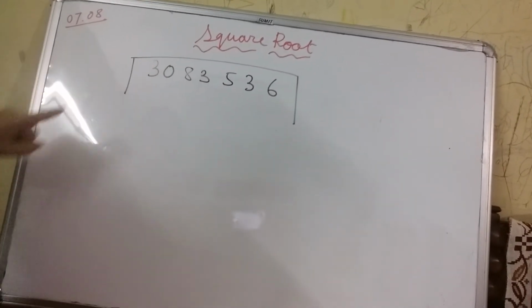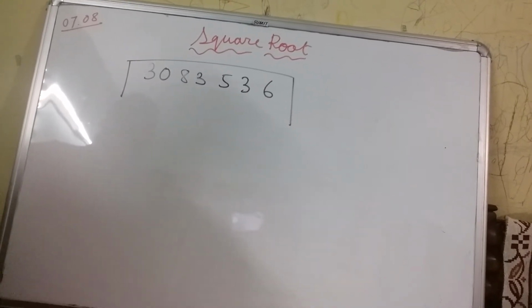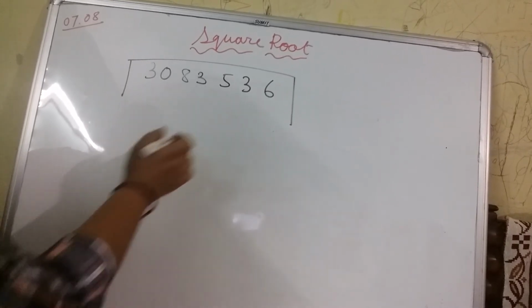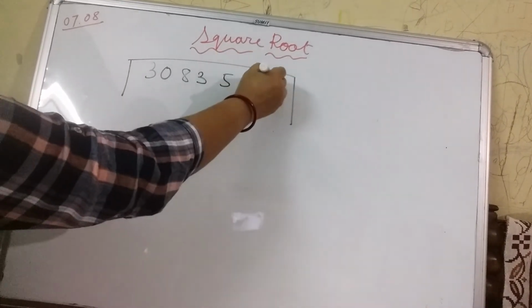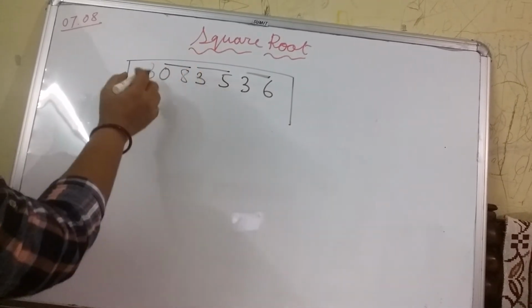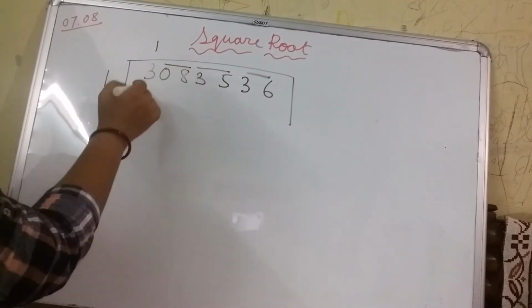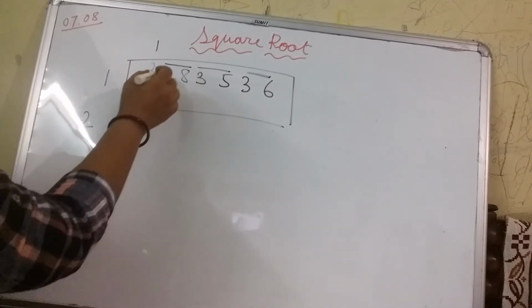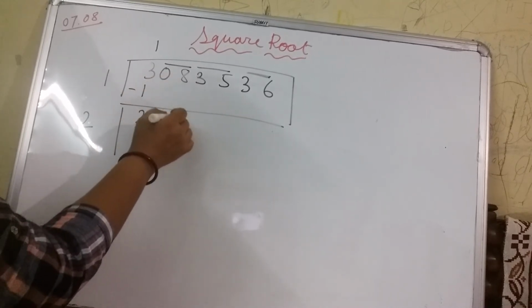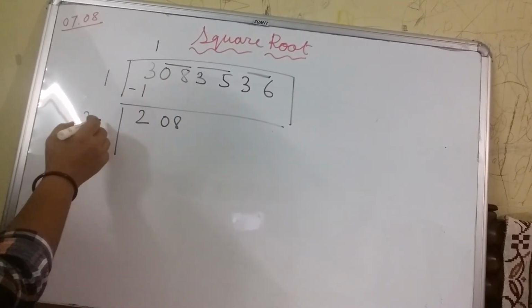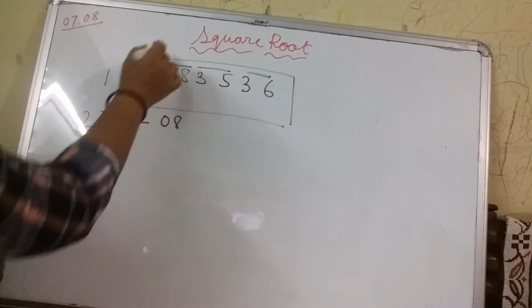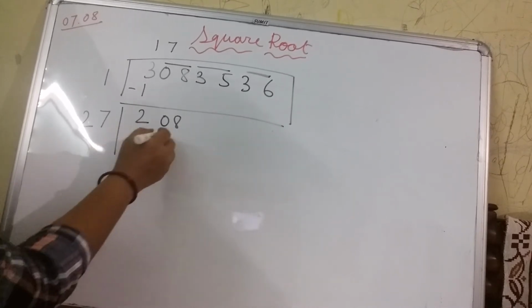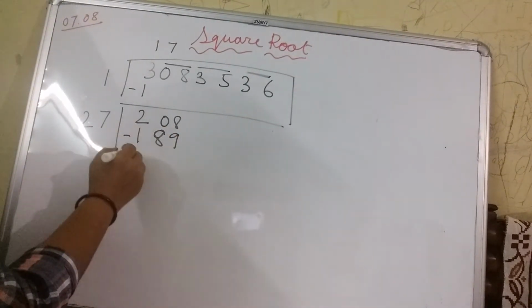Say we have to find out the square root of 3083536. It's a big number, okay, but the procedure will remain the same. First you have to make the groups or put the bar, okay. So 3, 1 ones are 1, 2, 1 twos are 2, so 08 will come down. What can you put here? Can put 7 here, so it will become 189.